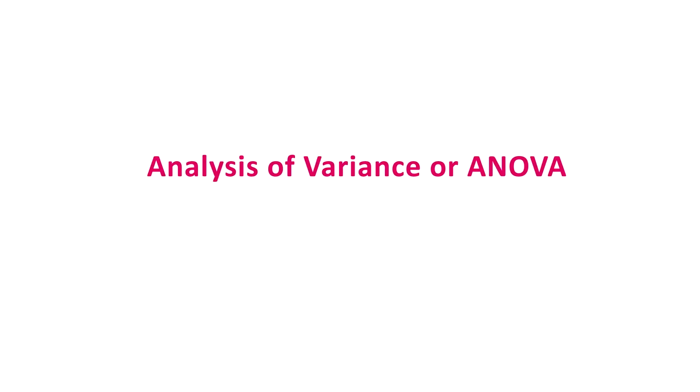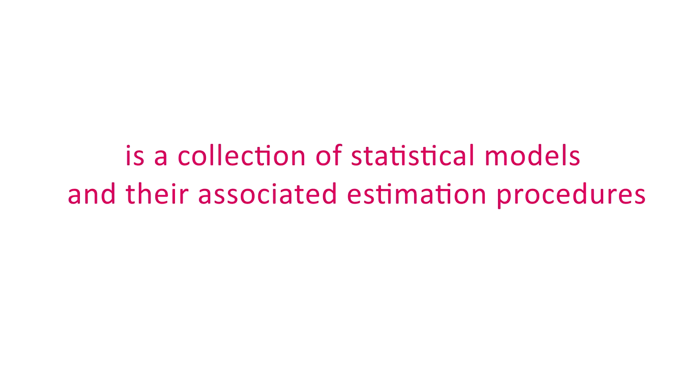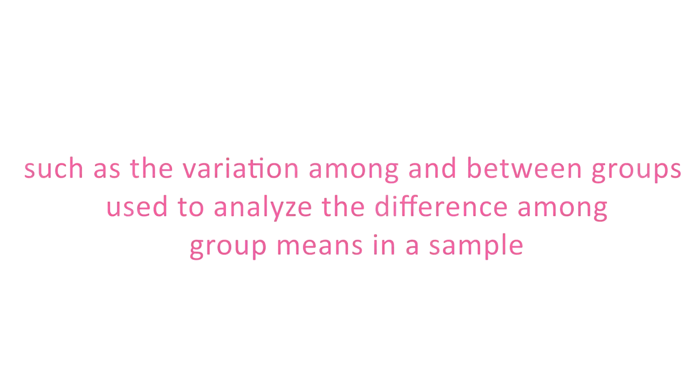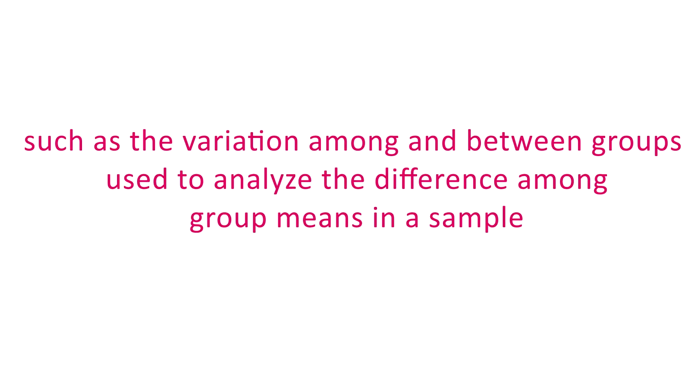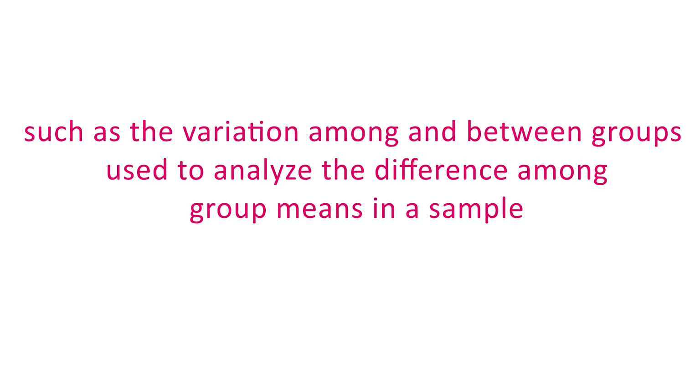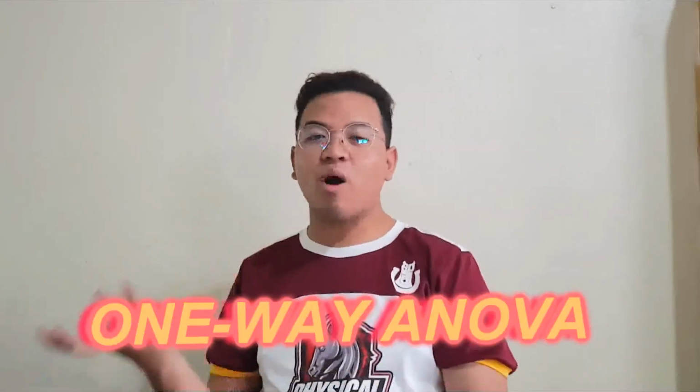Analysis of variance, or ANOVA, is a collection of statistical models and their associated estimation procedures, such as the variation among and between groups, used to analyze the difference among group means in a sample. ANOVA has two types, which are the one-way and the two-way ANOVA. Let me discuss the one-way ANOVA.